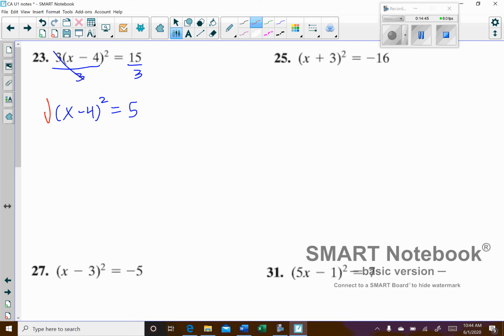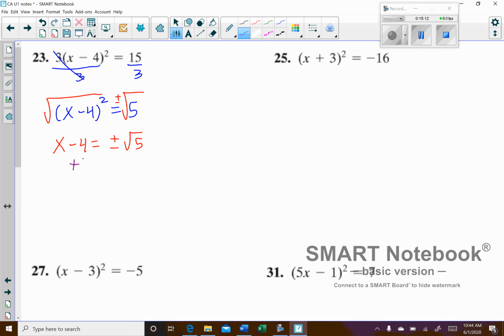Then we'll go ahead and square root both sides. I have to put plus or minus, so we don't want to forget that. So now we'll have x minus 4 equals plus or minus square root of 5. So you want to look at the radical and always see, can I break that apart into a perfect square? And the answer is no. So I can't break it into the multiple of two numbers where one of them can be square rooted. Okay, but I do need to finish solving for x.